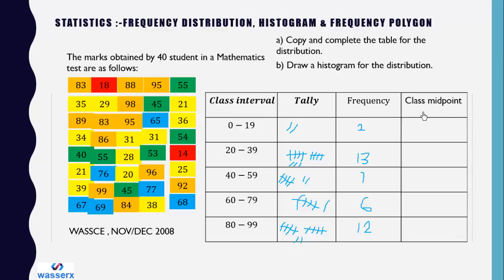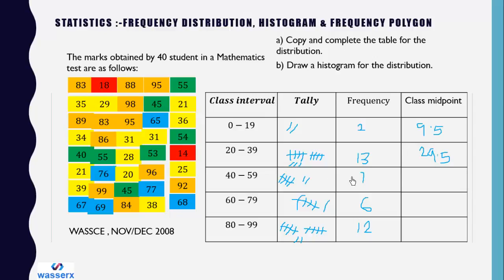Now, because the question demands that we draw a histogram, we add another column, that is the class midpoint. We could have also used the lower class boundary. For the class midpoint, we add the upper and lower class limits and divide by 2. So 19 divided by 2 gives us 9.5. Now 20 plus 39 will be 59, divided by 2 will give us 29.5.